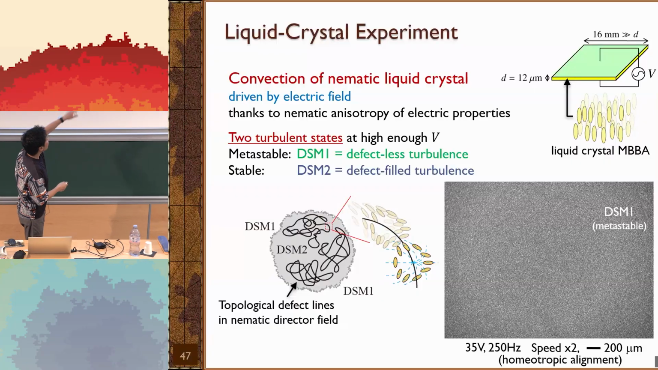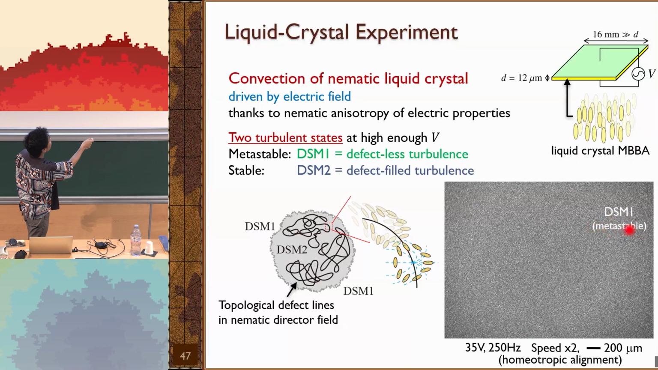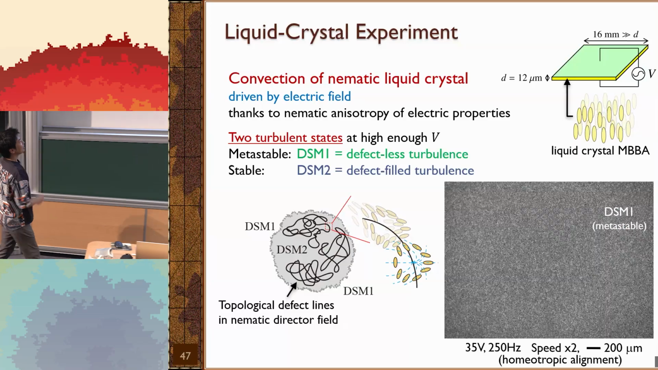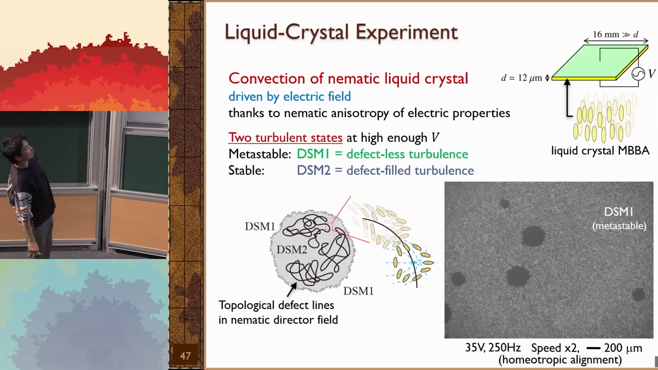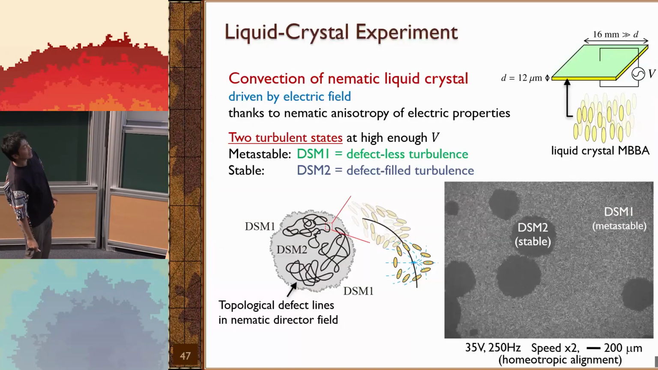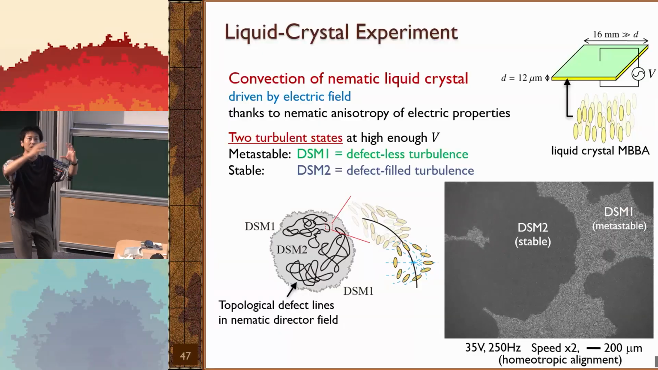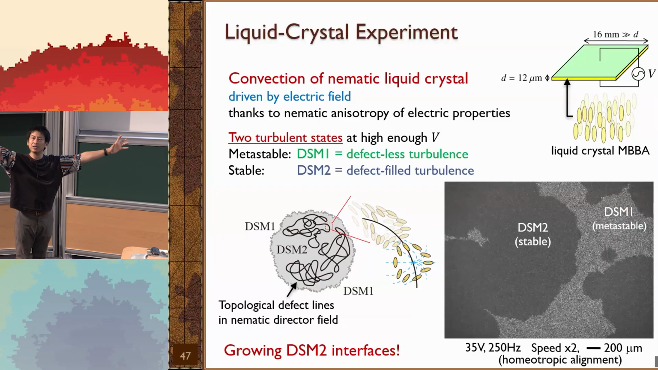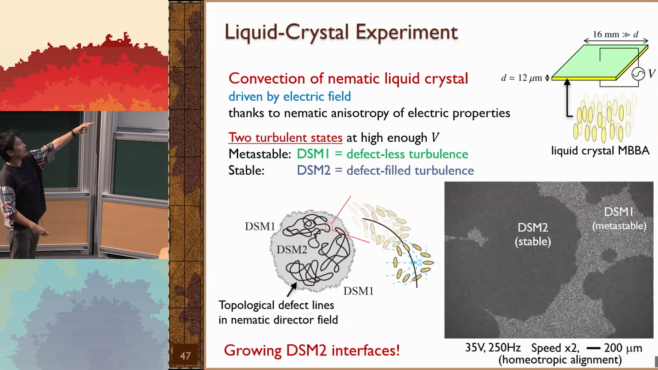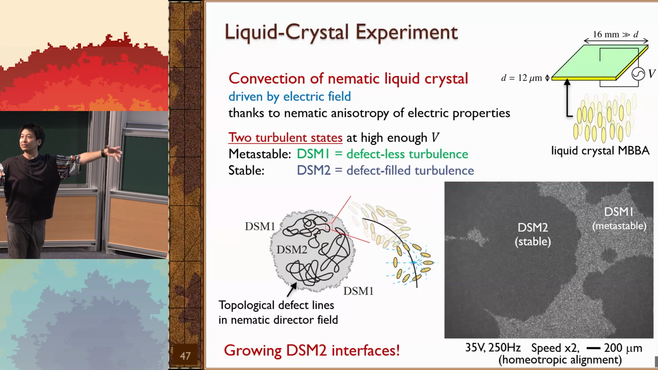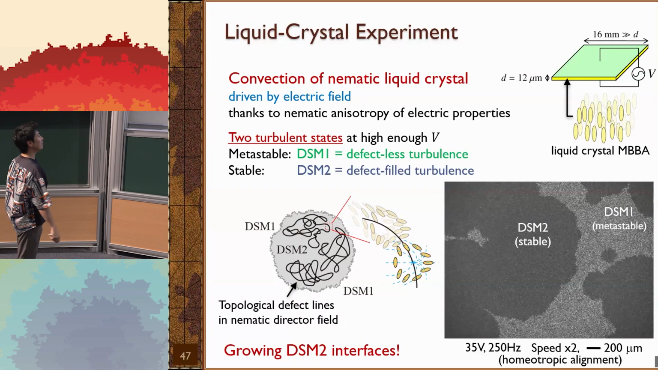And let me show a video. So here, the system is in the DSM1 state. And the DSM1 state is actually metastable under high enough applied voltage. So if you wait a little bit, you see spontaneous nucleations of the other turbulent state, which is the DSM2 state. And it is followed by growth of the cluster, because DSM2 is a stable state. So you see many growing clusters in my experimental system.